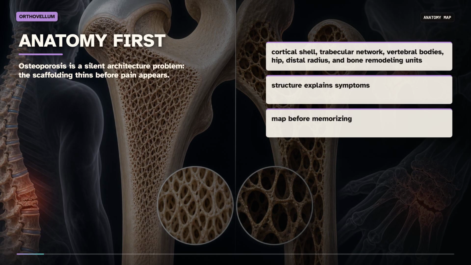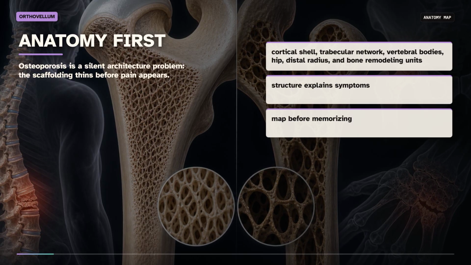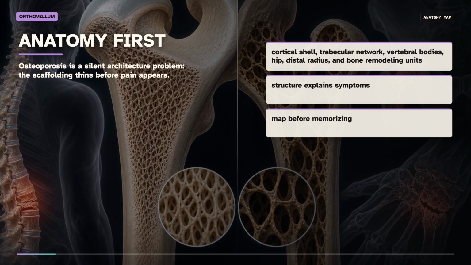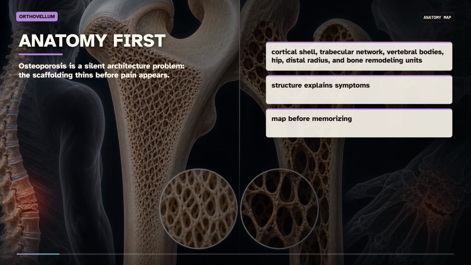Start with the anatomy. For osteoporosis, the important structures are cortical shell, trabecular network, vertebral bodies, hip, distal radius, and bone remodeling units. Do not memorize the picture as a list. Ask what each structure is trying to do when the person moves.